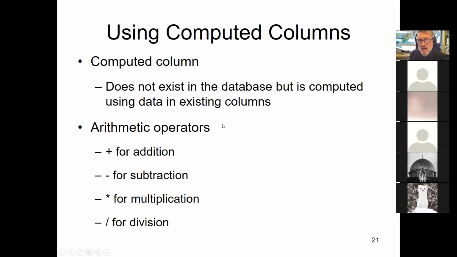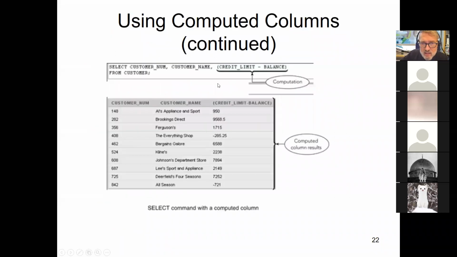Now, a computed column. What we can do, if we've got numeric values especially, this works very nicely, is take the numbers and manipulate them a bit. We can add them, subtract them, multiply them, or divide them, and come up with a new number, and then we can select that. So what we've done here is we know that in this table, we have two columns that represent money. One is a credit limit and one is a balance. We can subtract one from the other and return the value of that calculation. So that's what's happened here: we're selecting the customer number, the customer name, and instead of selecting one of these, we're selecting one minus the other, and we get this number.